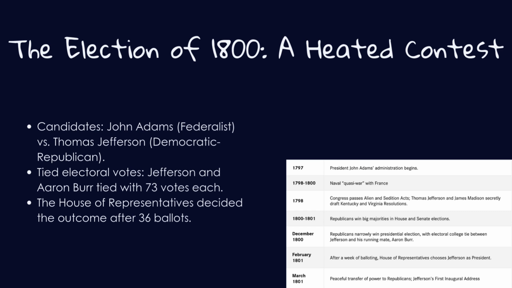One key difference from today's elections: back in 1800, electors in the Electoral College cast two votes, one for president and one for vice president. But they didn't specify which was for which. Jefferson and Aaron Burr, both from the same party, received an equal number of votes, 73, with no clear winner. The decision went to the House of Representatives, where each state's delegation cast votes until they finally chose Jefferson after 36 ballots. The election is especially significant for its peaceful transfer of power, setting an important precedent for American democracy.